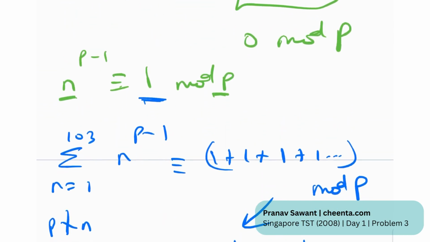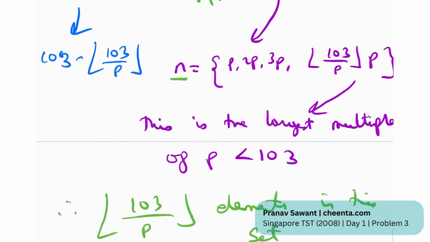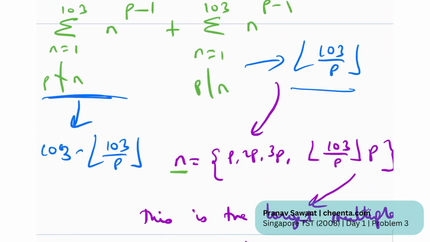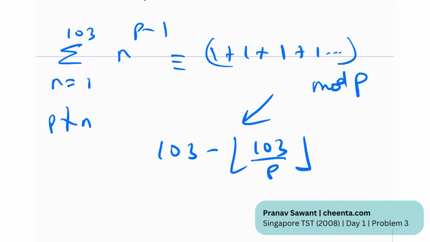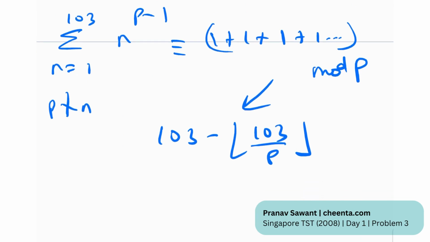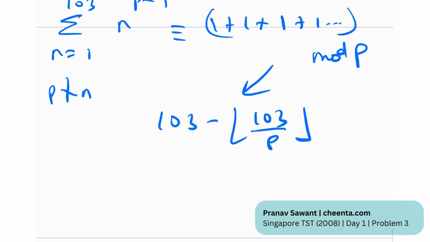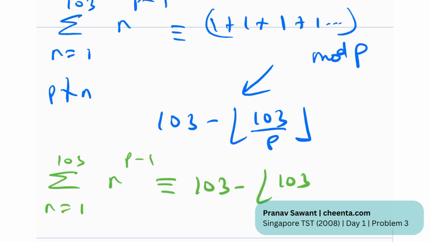Because this p does not divide n, let me just remind you, that set has 103 minus floor of 103 by p elements, and that's why this discussion of elements over here was quite important. Otherwise you probably wouldn't have seen that. But now, because we have 103 minus floor of 103 by p elements, I can effectively state that the summation from n equal to 1 to 103 of n raised to p minus 1 is congruent to 103 minus floor of 103 by p modulo p.